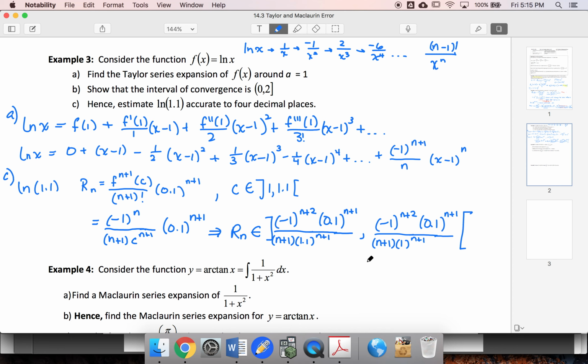So I'm going to take this and plug it into my calculator and see how many terms I need to estimate my ln to 4 decimal places. So 4 decimal places means that I want my error term to be less than 1, 2, 3, 4, 5. So 4 zeros and a 5, so I want it to be less than 5 times 10 to the negative 5. So I'm going to put this in my calculator and see how many terms I need to take.